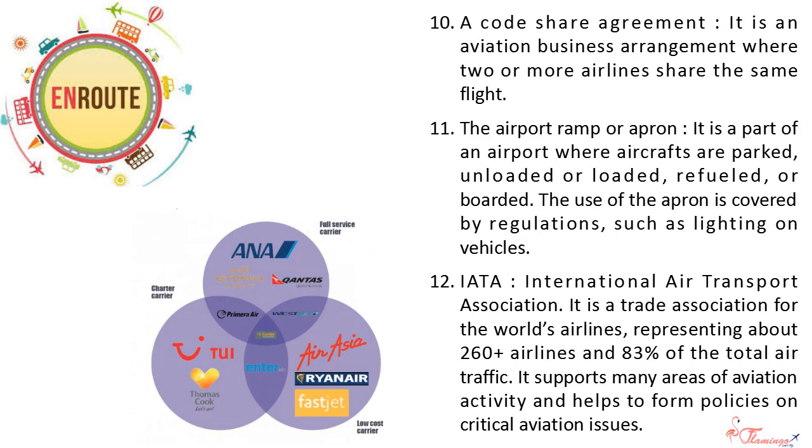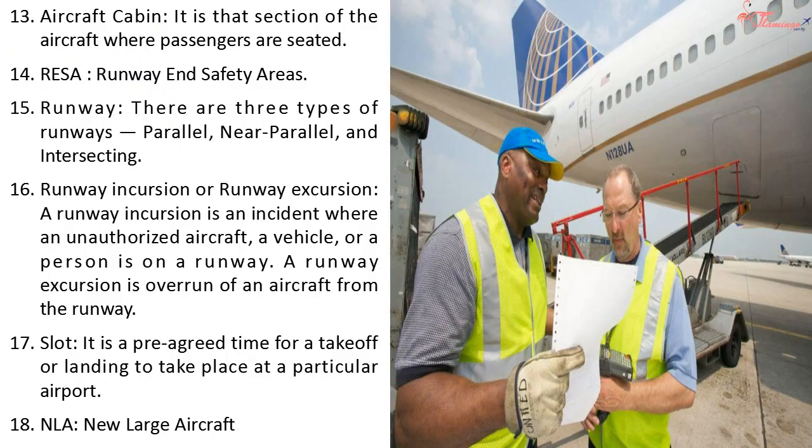IATA, International Air Transport Association. It is a trade association for the world's airlines, representing about 260 plus airlines and 83% of the total air traffic. It supports many areas of aviation activity and helps to form policies on critical aviation issues. Aircraft cabin: it is that section of the aircraft where passengers are seated.